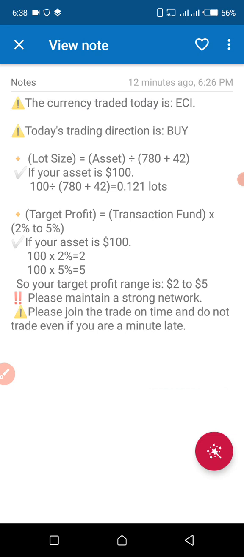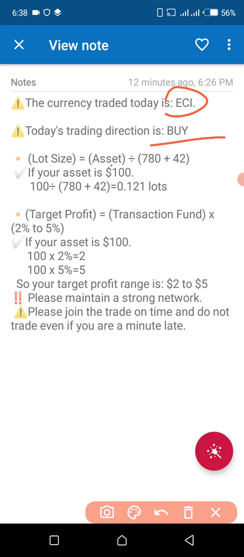This is the formula. What you have to do is just come here. Today's trade is on ECI and the trading direction is buy, and here you can calculate. I'll explain this at the end, guys. Let's learn the trade.